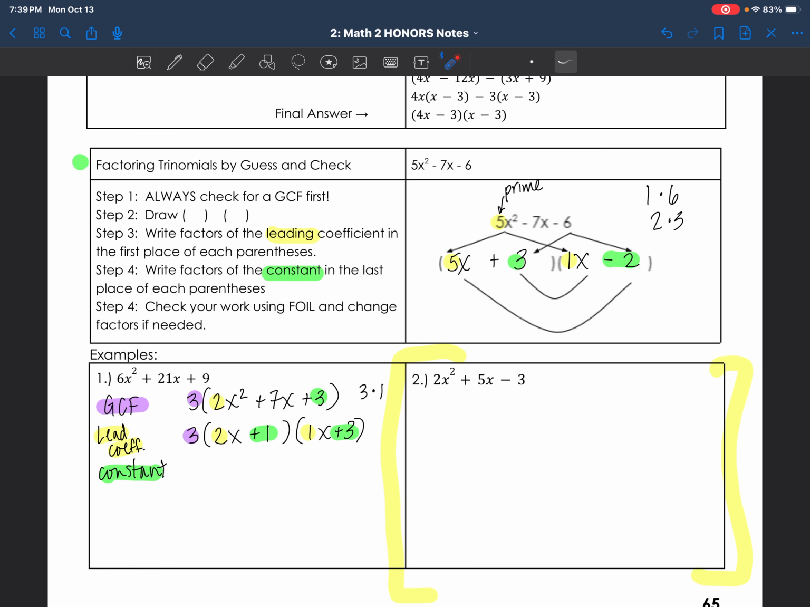All right, this first way is just the guess and check. So it says do GCF first. You're going to draw 2 sets of parentheses.